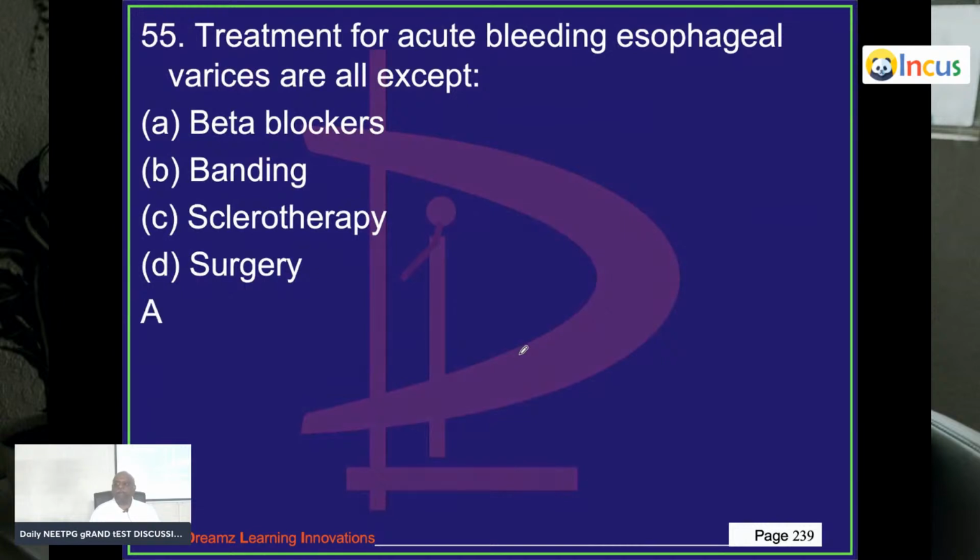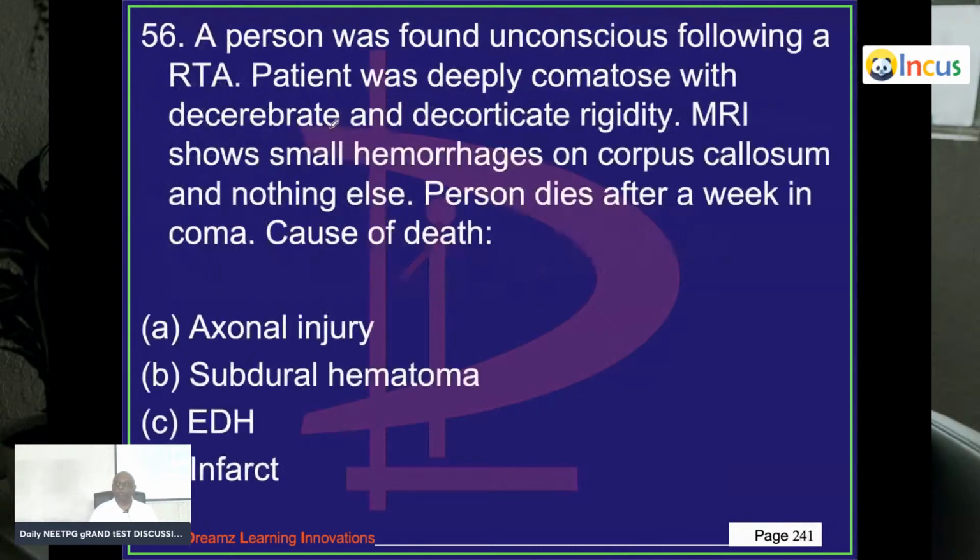Treatment for acute bleeding: banding, sclerotherapy and surgery, acute key. Long-term prophylactically, you want to bring down the esophageal variceal pressure. You use Nadolol, like beta blockers.